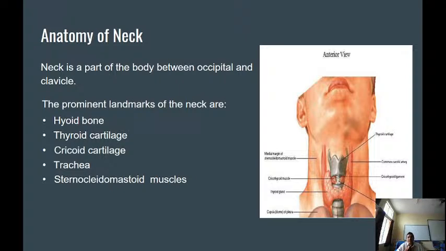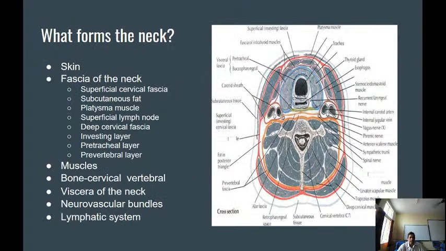The landmarks are, first is the hyoid bone, which you can feel, and then you have the thyroid cartilage, then you have the cricoid cartilage, then the trachea down, and on either side you will see the muscles which are called the sternocleidomastoid muscle, one on each side. So these are the prominent landmarks which can be seen from outside, and according to the landmarks that we have, the neck is divided into different spaces.